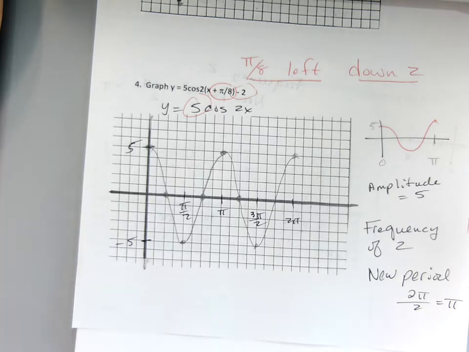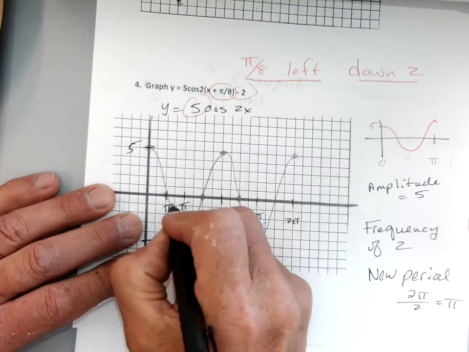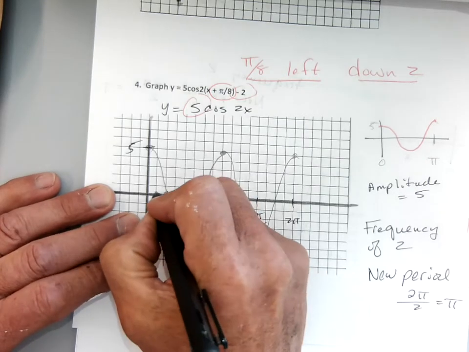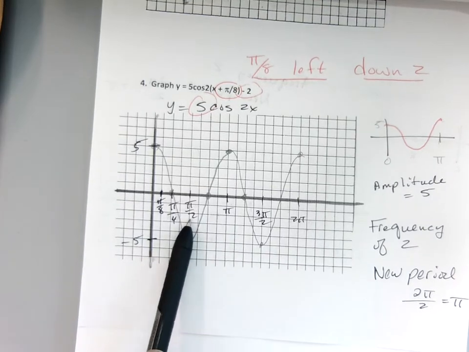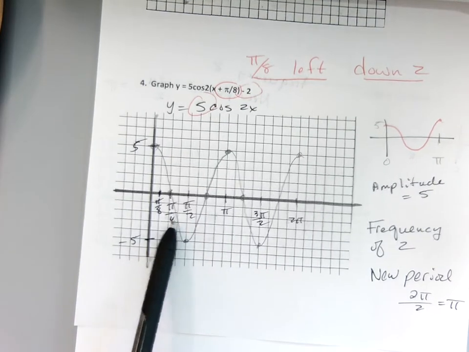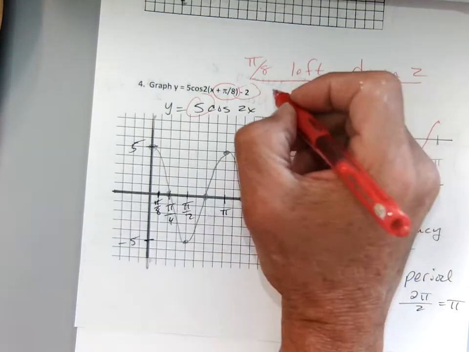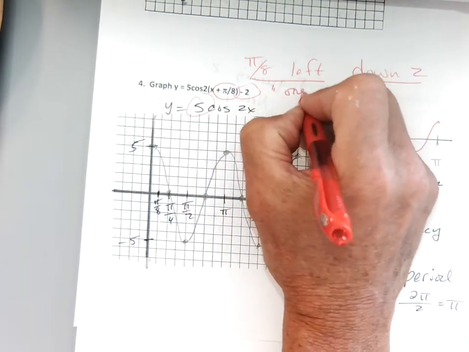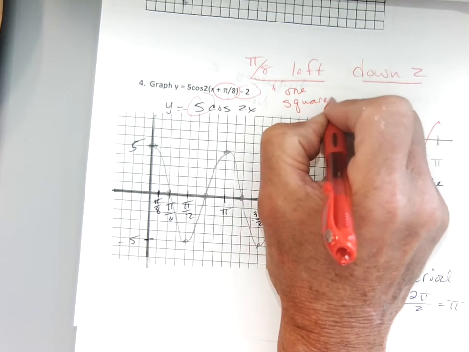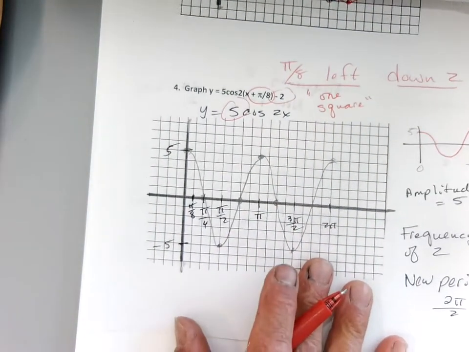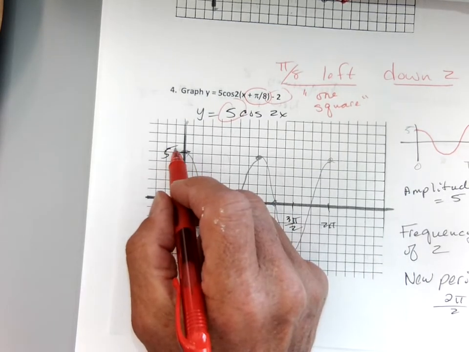Okay, now here's why I like the 4 squares. I know right here is pi fourths, so 1 square has to be pi eighths. Does that make sense? If this is pi halves, that's pi fourths, that has to be pi eighths. So when I shift to the left, I'm really going to go 1 square, right? And then down 2. So every important point is going to move back 1, down 2.